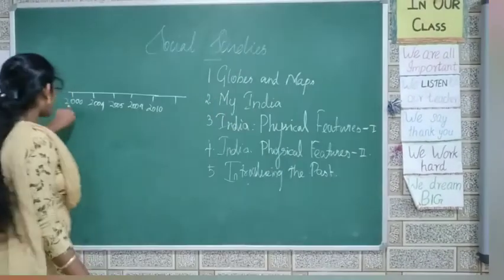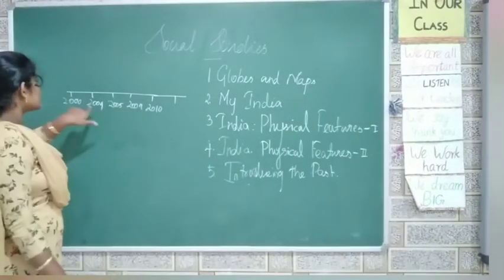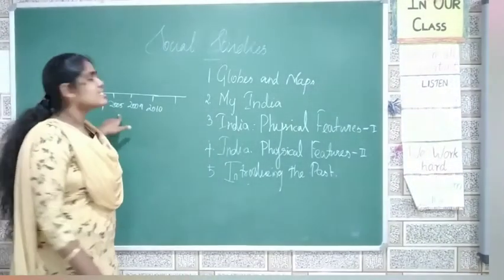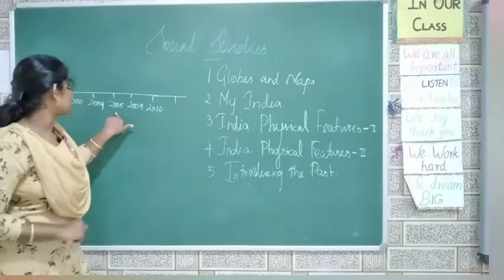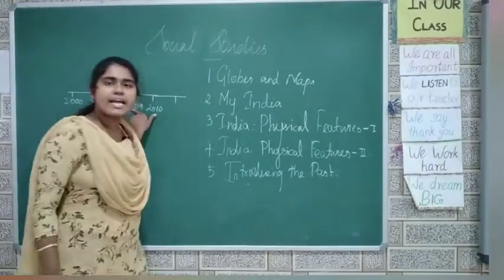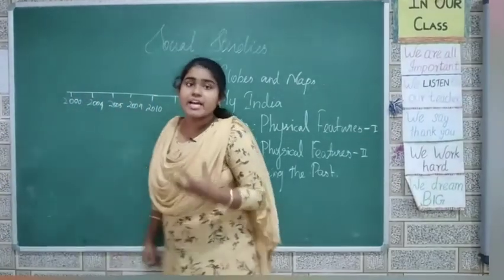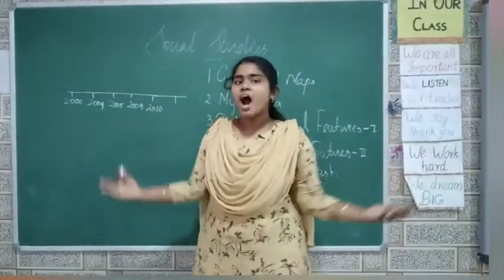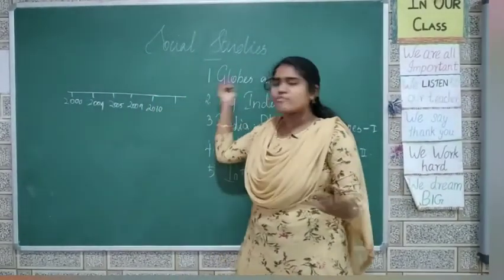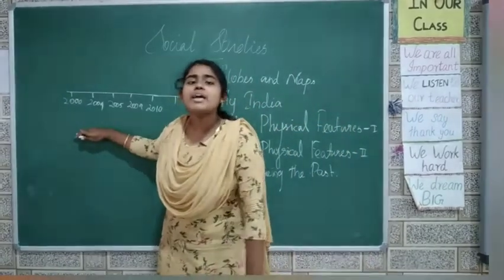What is this? 2000, yeah, he's born. 2004, he went to school. 2005, he got a sibling, a sister. And 2009, his sister went to school. And in 2010, they bought a beautiful house. So here his life goes by. This is called a timeline.